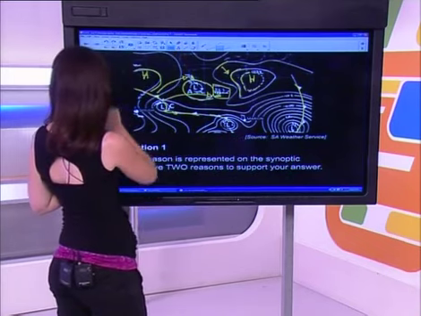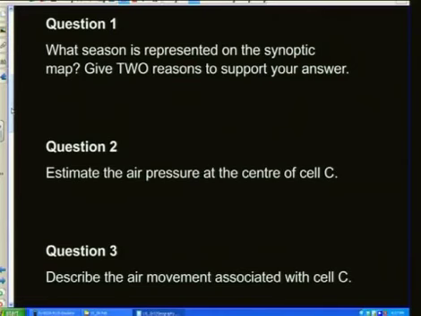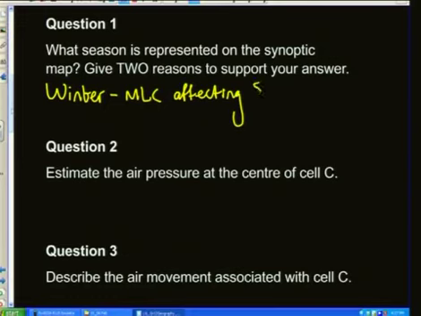Right, so they're asking us for 2 reasons. So let's write them down. So we have a winter season. All right. Your reasons, you need to say that the mid-latitude cyclone, I'm just going to abbreviate, is affecting South Africa. And the air temps are quite cool.